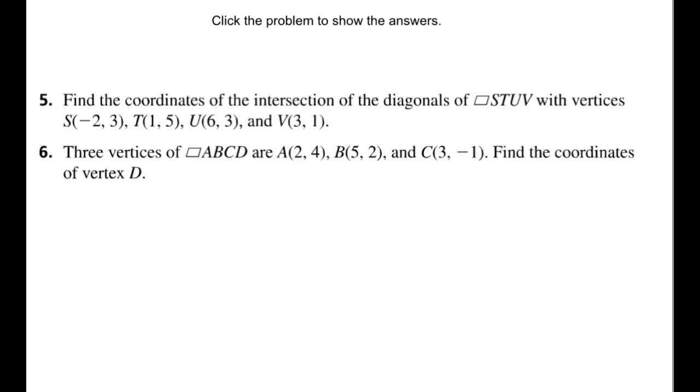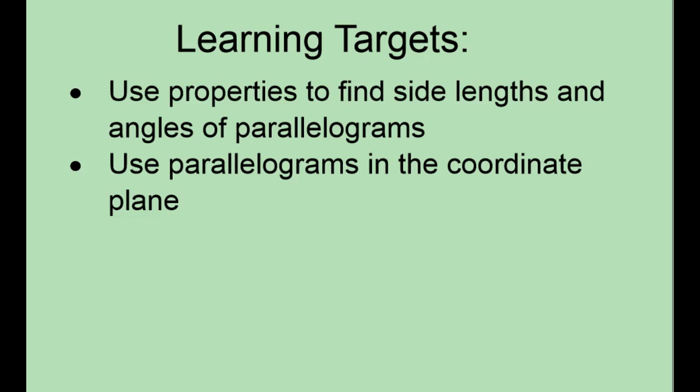So here's some more monitoring progress, just using the coordinate plane. So try these. It's very important to know how to use these in the coordinate plane and not just look at distances and lengths. So now let's look back at our learning targets. So use properties to find the side lengths and angles of parallelograms. And remember, those properties are those theorems that we talked about, knowing that the opposite sides are congruent and the opposite angles are congruent, and that those angles next to each other sum or add to 180.